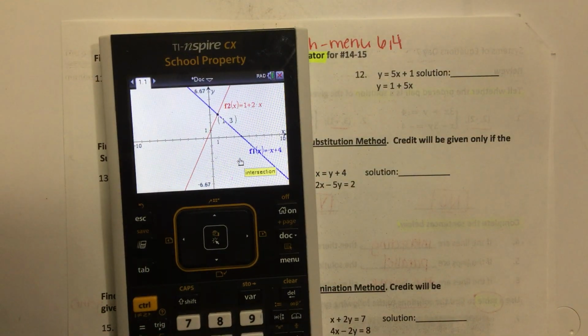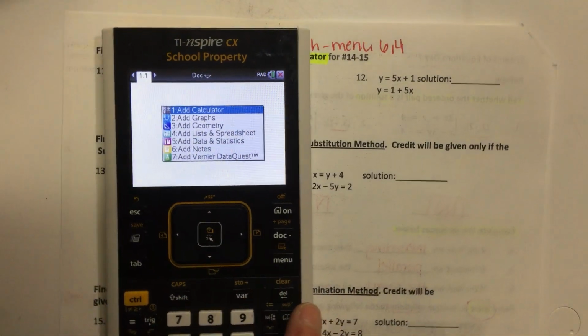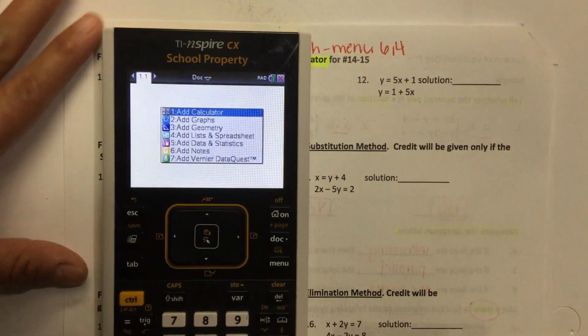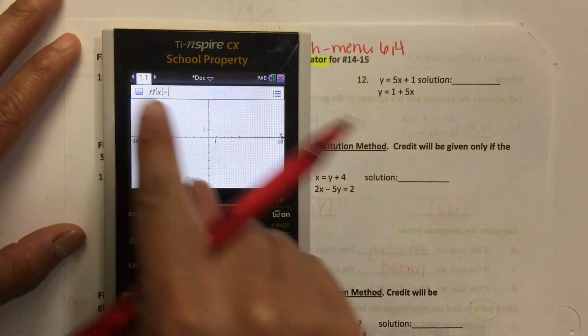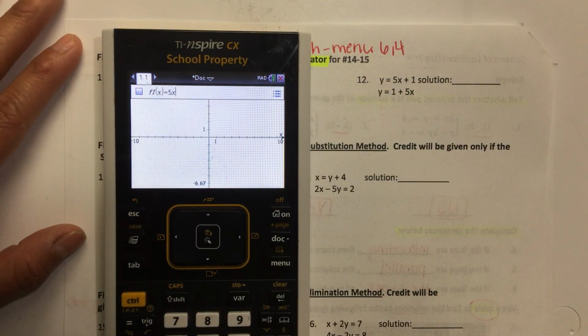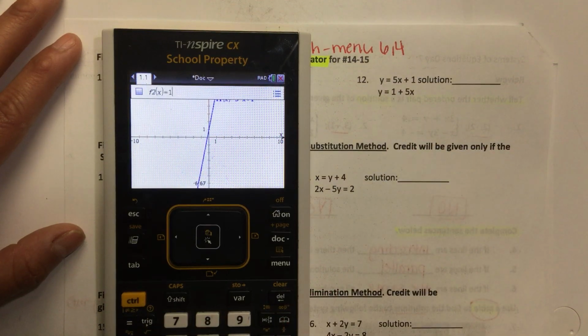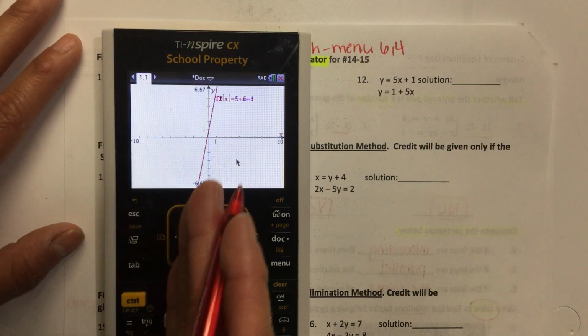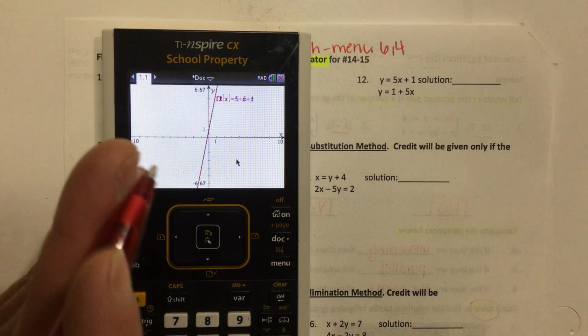To graph number 12, open up a new document, go to number 2 for add graphs, and type the equation. It's y equals, so I can type it the way it is. 5x plus 1, enter. There's the first line. Press tab, type the second equation. 1 plus 5x, enter. What you notice is when you graph the first line and then you graph the second line, they are exactly the same line.